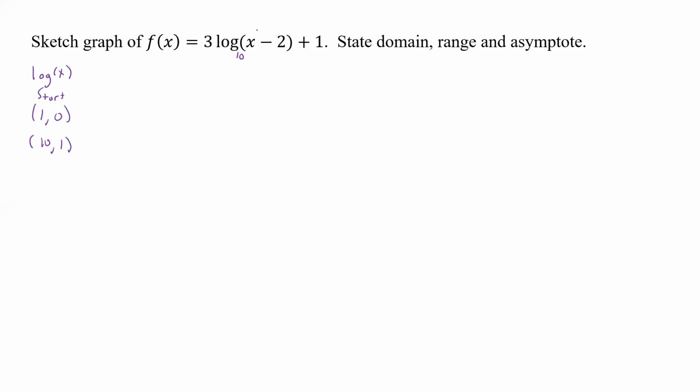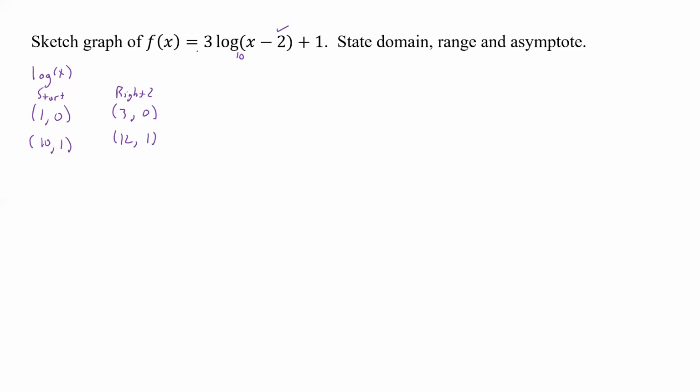Then what I'm going to do? Well, let's do this piece here next. So what does that tell me? Well, that's going to be moving to the right 2. So let's call this right 2. Well, what does that do? That's going to affect my x's. So 1 plus 2 is going to be 3, comma 0. And 10 plus 2 is going to be 12, comma 1. So that has given me this piece.